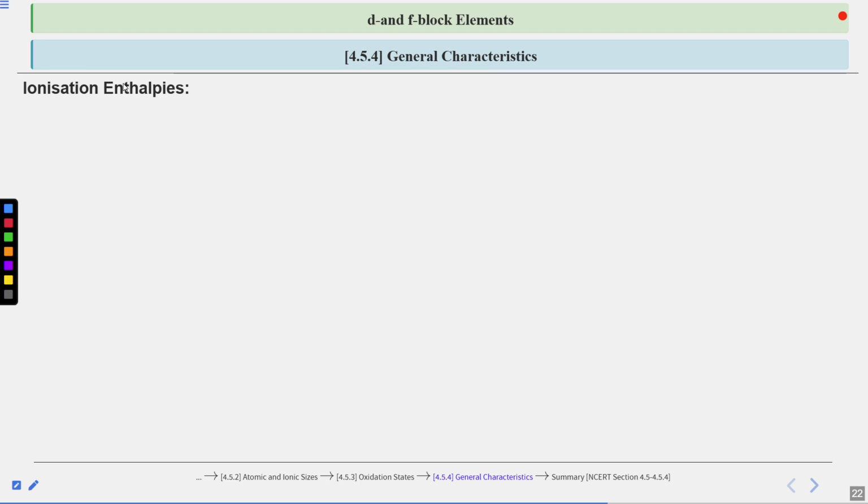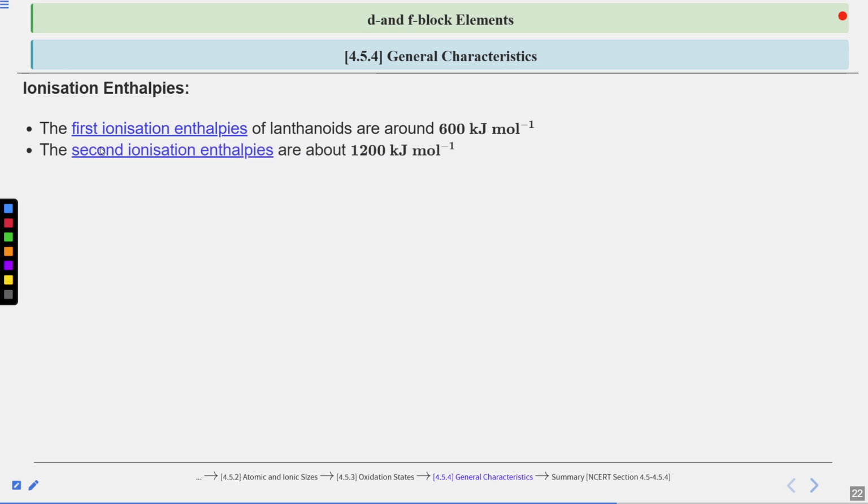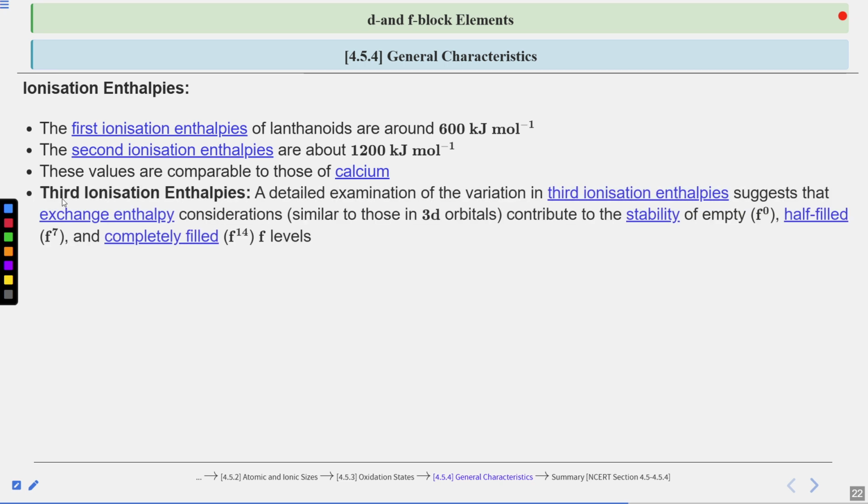Next, let's talk about ionization enthalpies. The first ionization enthalpy of lanthanoids is around 600 kilojoule per mole. The second ionization enthalpy is about 1200 kilojoule per mole. So the first ionization enthalpy removes the first electron, and the second ionization enthalpy, to remove the second electron, is much higher. These values are comparable to those of calcium.